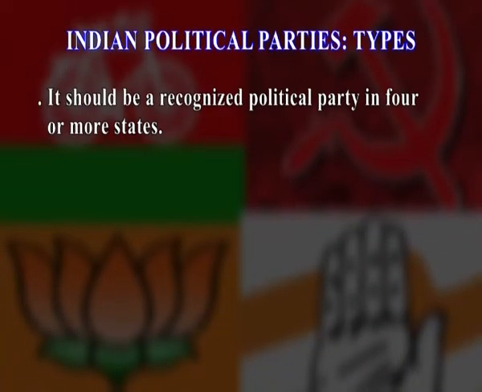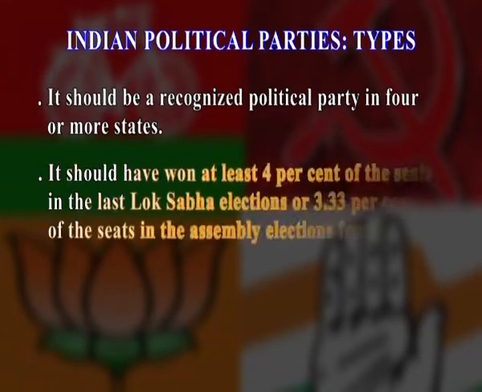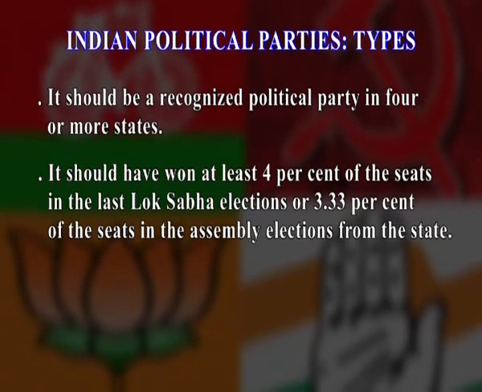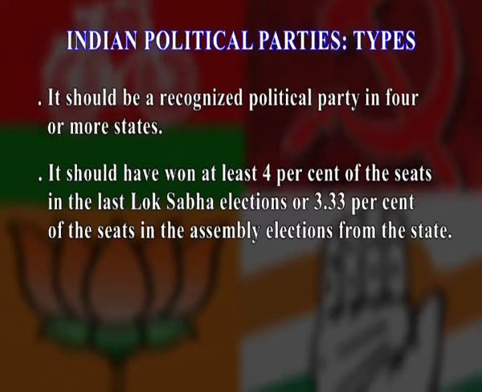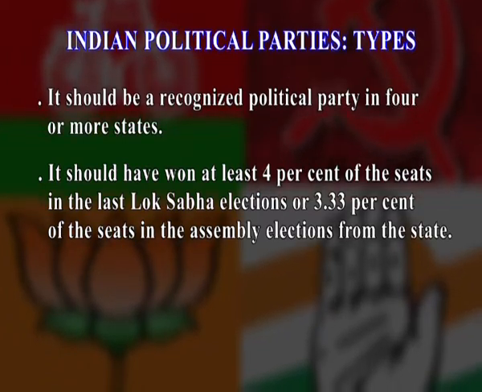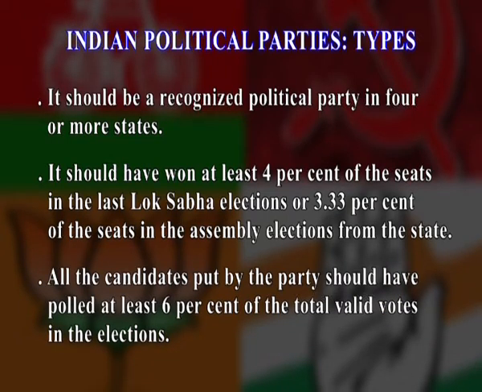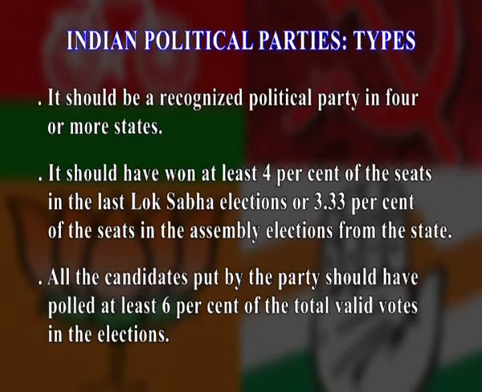There should be a recognized political party in 4 or more states. It should have won at least 4% of the seats in the last Lok Sabha election or 3.33% of the seats in the assembly election from the state. And the third one is all the candidates put up by the party should have polled at least 6% of the total valid votes in the election.